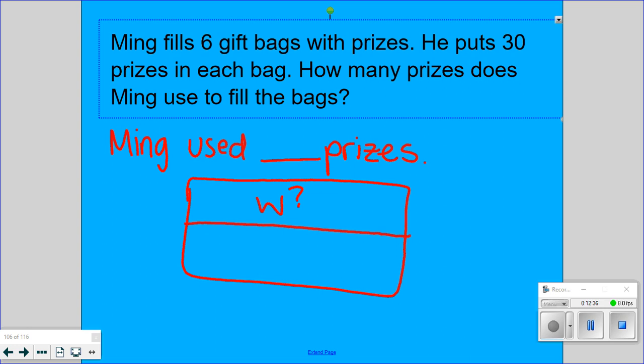Huxley? There's 6 gift bags. How do I show that? We do know there are 6 gift bags, but how do I put that on my model? Yeah, I gotta have 6 boxes. These are all my little gift bags. I don't just write the number 6 because stuff goes in those gift bags. If I write the number 6, I'm not gonna be able to put stuff in it.